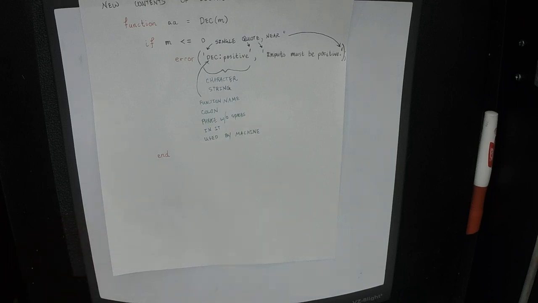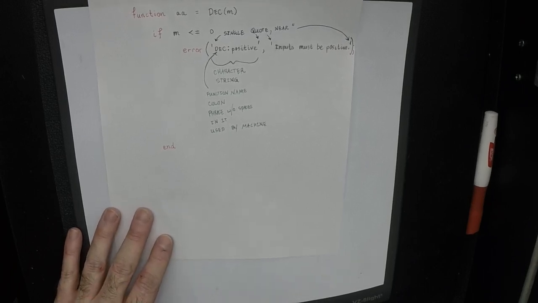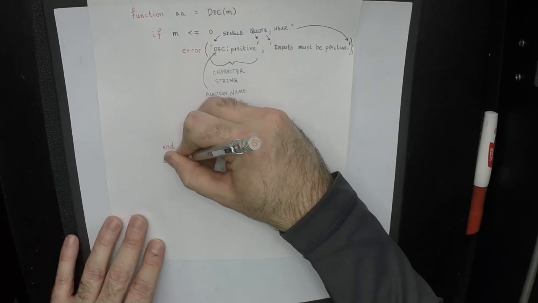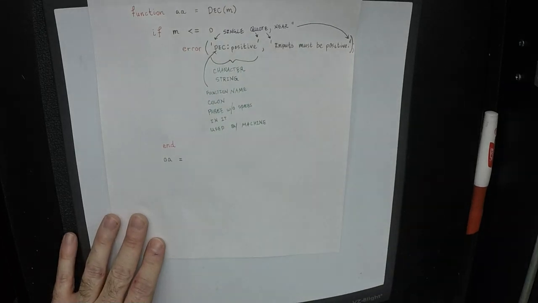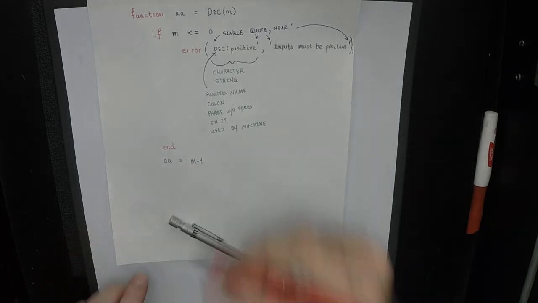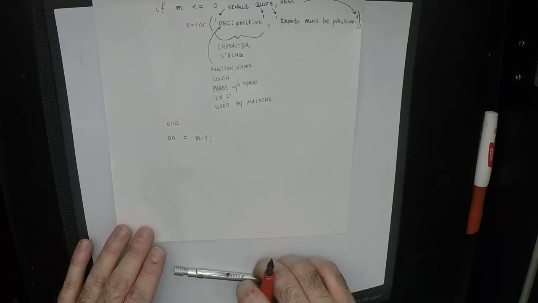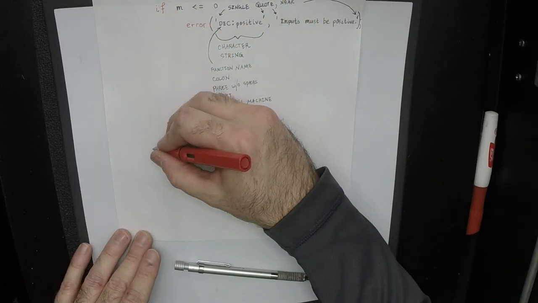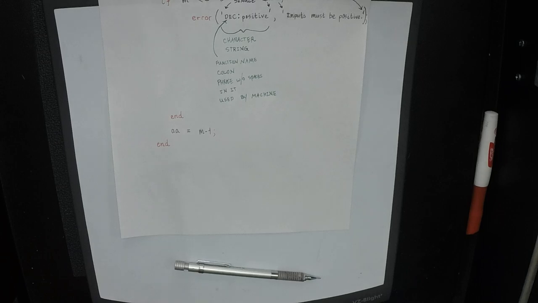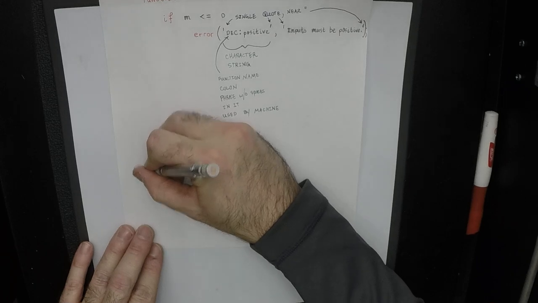Now we need to write the definition of the output. So what do we need to write? Right, AA, and then what? Equal M minus 1. And then a semicolon. And then what? End, right? Because we have to end the function. Okay, nice.